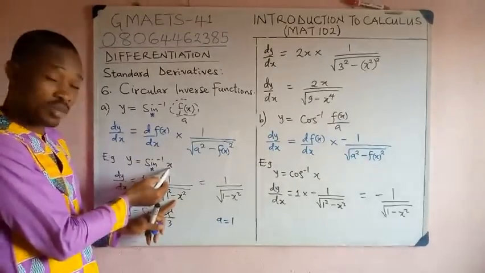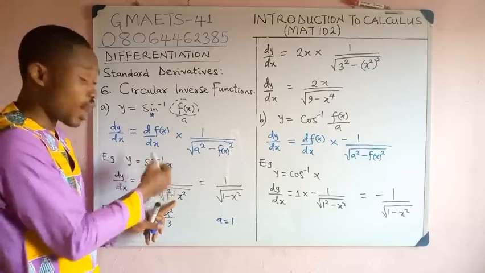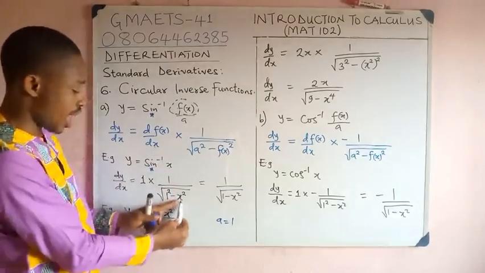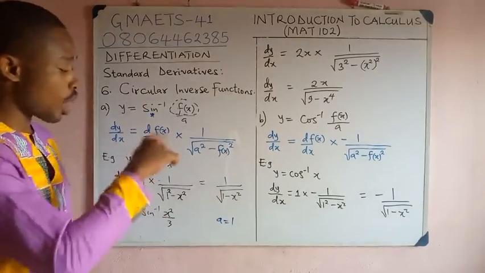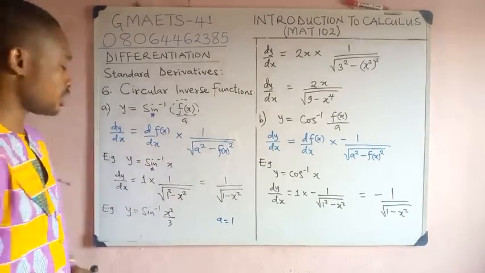Our f of x is the numerator, the function of x there. So you're going to square everything in the numerator there. So it's going to be x squared. If you simplify this, the derivative of sine inverse of x will give us 1 over the square root of 1 minus x squared.